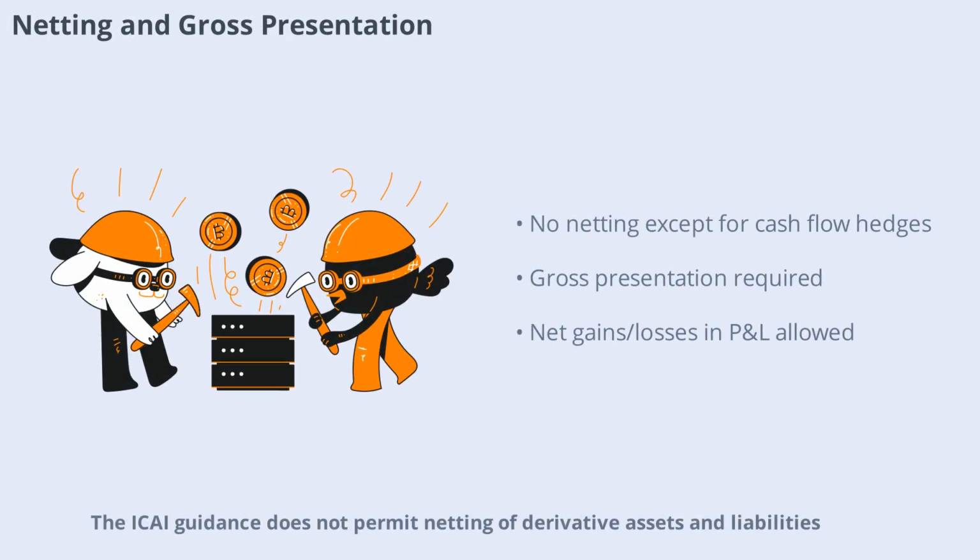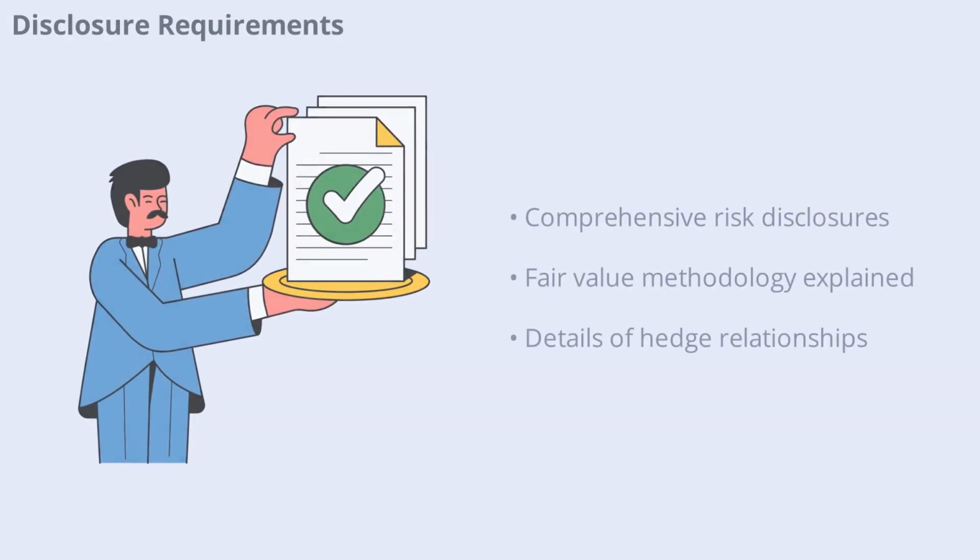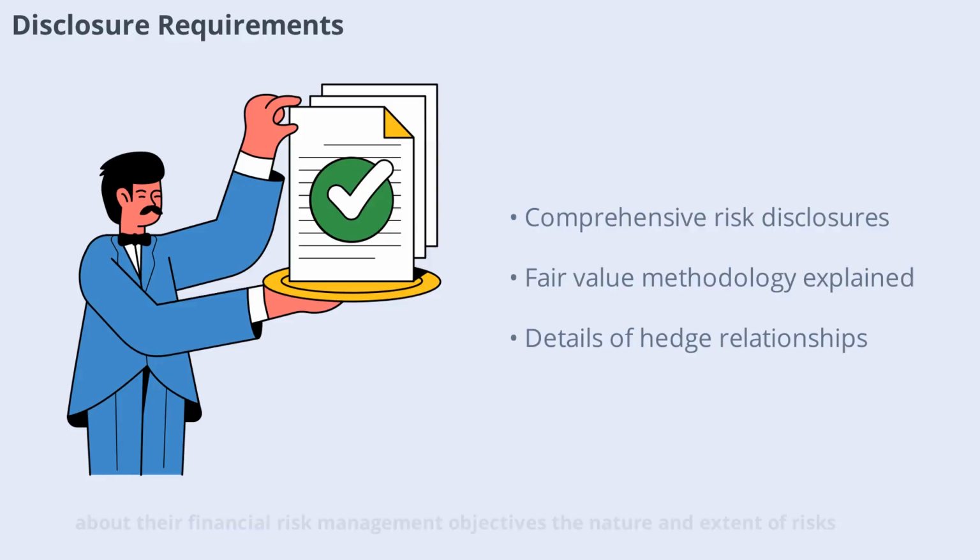ICAI guidance does not permit netting of derivative assets and liabilities, except in specific cases under cash flow hedges. All amounts in the financial statements should be presented on a gross basis, providing a transparent view of the entity's exposures. However, for derivatives not designated as hedges, gains and losses may be presented on a net basis in the profit and loss statement. Entities must provide comprehensive disclosures about their financial risk management objectives, the nature and extent of risks, and the methodologies used to determine fair value. Disclosures should also include details of outstanding hedge accounting relationships and the impact of derivatives on financial statements. This transparency helps users understand the entity's risk profile and how it manages those risks.